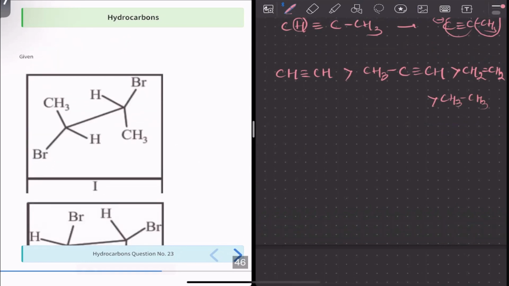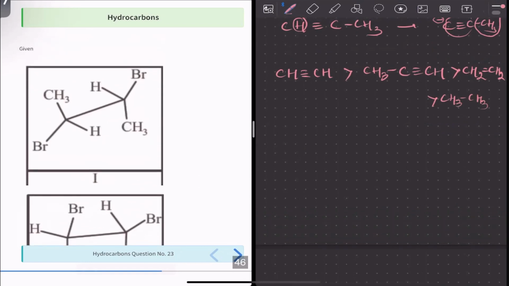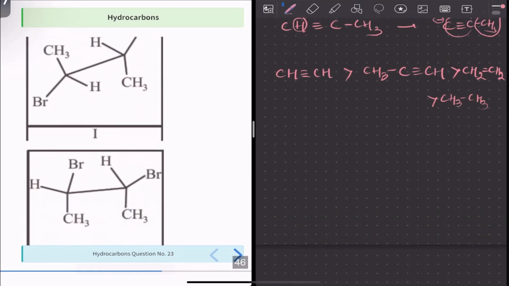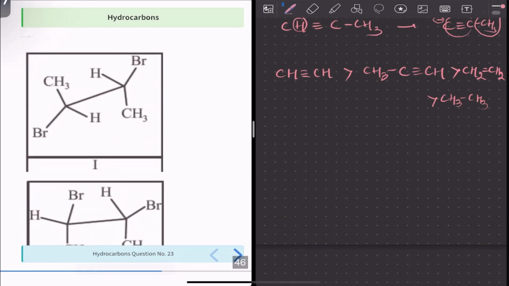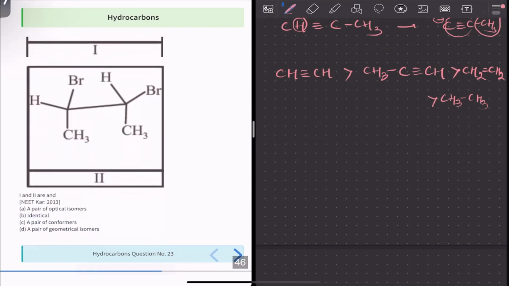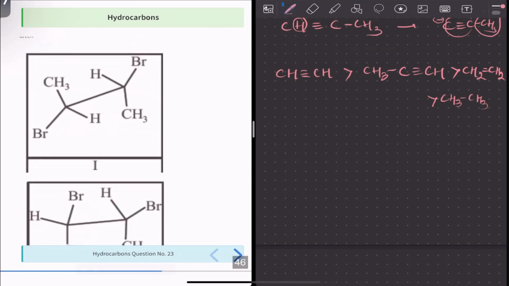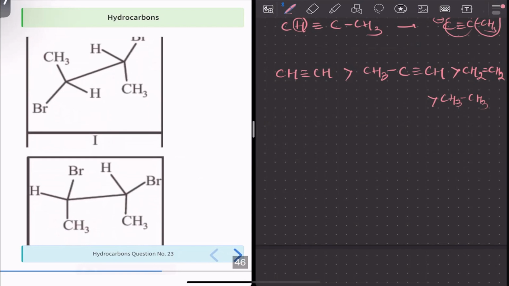Question number 23. Given two molecules, 1 and 2. Let's study the structures. If you notice, in option A, the CH3, CH3, hydrogen, hydrogen, bromine and bromine are opposite to each other, at an angle of 180 degrees to each other. So it is a staggered conformation.